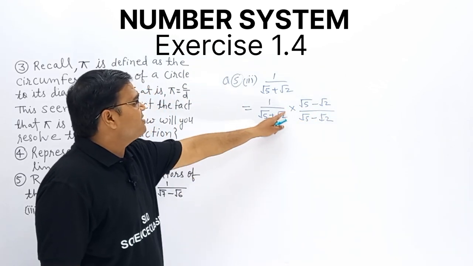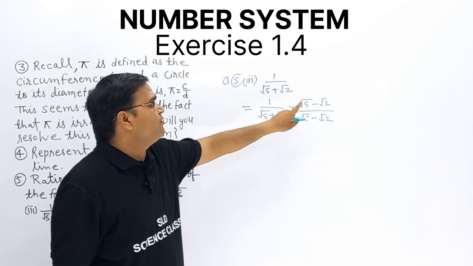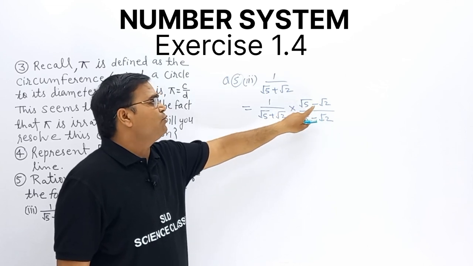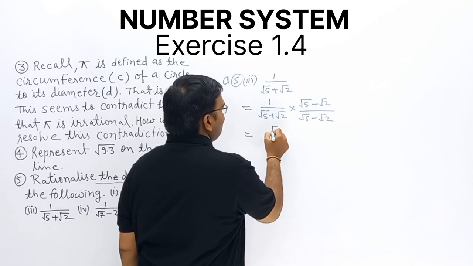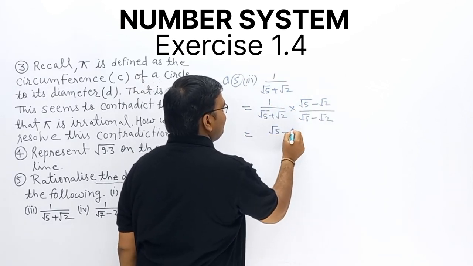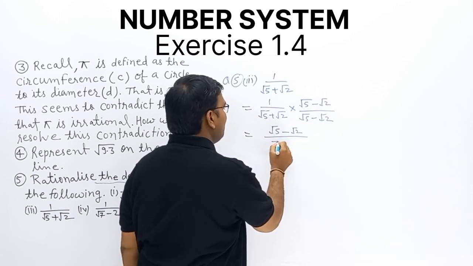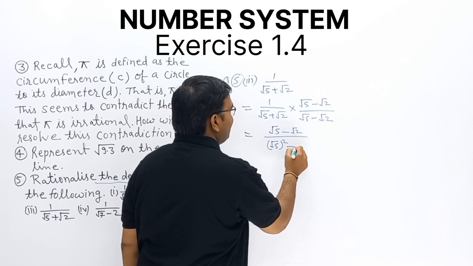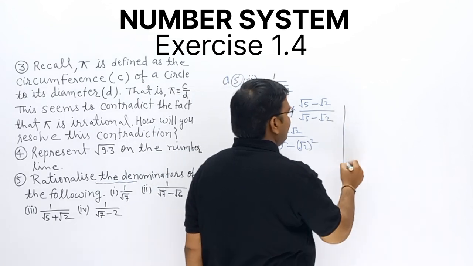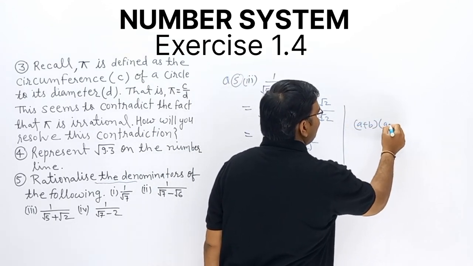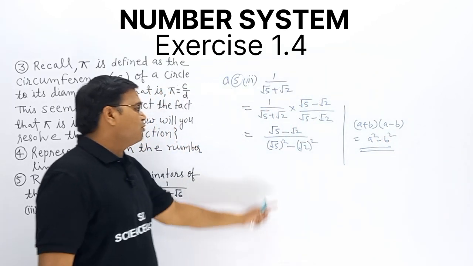What are we doing? We want rationalization of the denominator. For rationalization, we want its conjugate. There is a plus, so we will use the negative sign, and that will be multiplied and divided to this number. Then what are we getting? Root 5 minus root 2 divided by, this is the a plus b, a minus b, so we use a square: root 5 square minus root 2 square. And a plus b into a minus b, we already know, is a square minus b square. This is the algebraic identity, so we use it there.